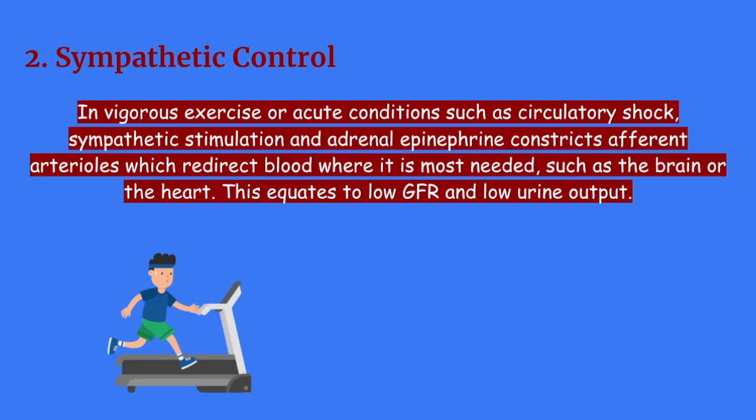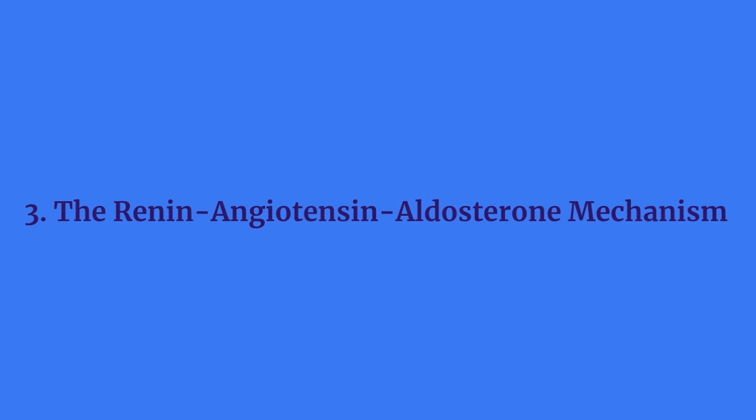Now, the sympathetic control is the last resort, giving necessary oxygenated blood to the organs that need it, such as the brain or the heart, or if you're a distance runner and you're running, to the muscles that need it. So now let's move on to the third homeostatic mechanism that the kidney has, and this is the Renin-Angiotensin-Aldosterone Mechanism.